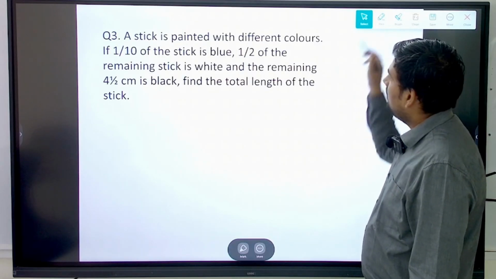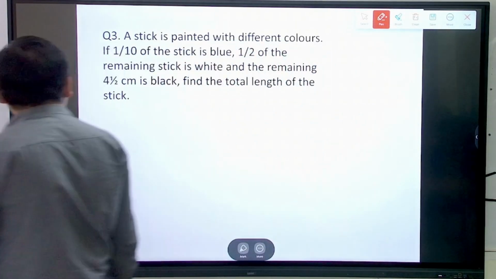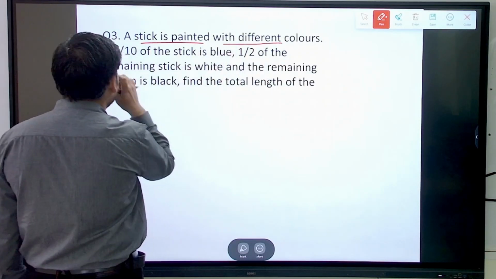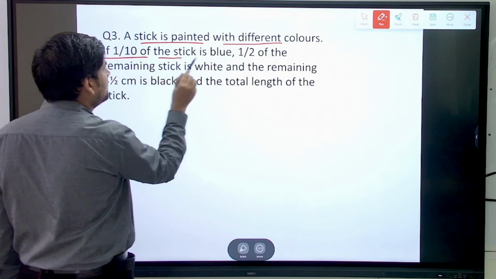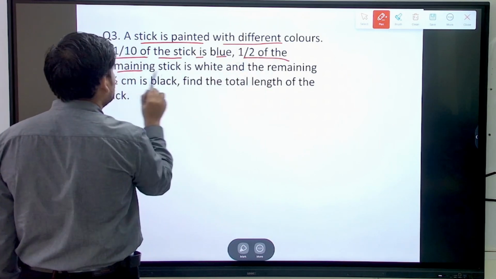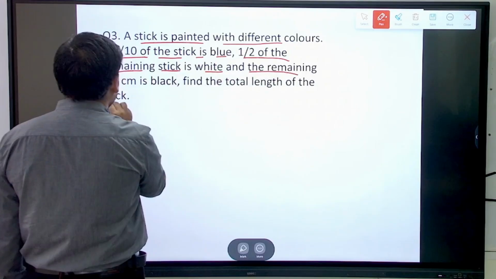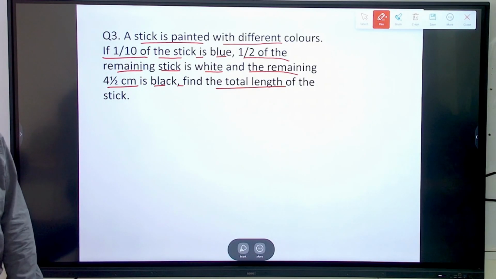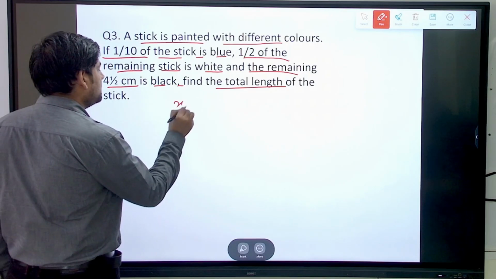Yeah, let's do this. You can pause and try. It says a stick is painted with different colors. If 1 by 10 of the stick is blue and 1 by 2 of the remaining stick is white and the remaining 4.5 centimeter is black, find the total length of the stick. Now let's say the total length of the stick is x.